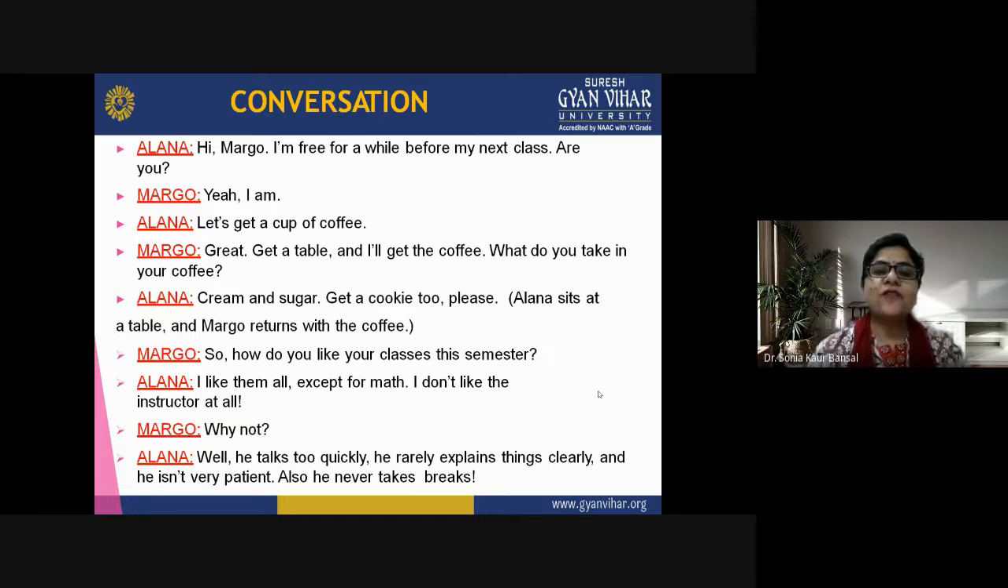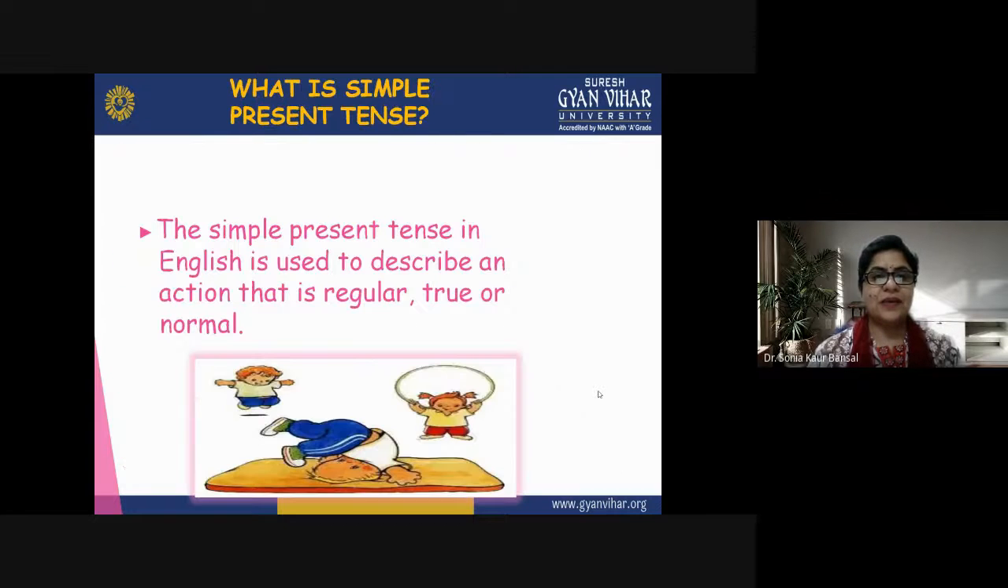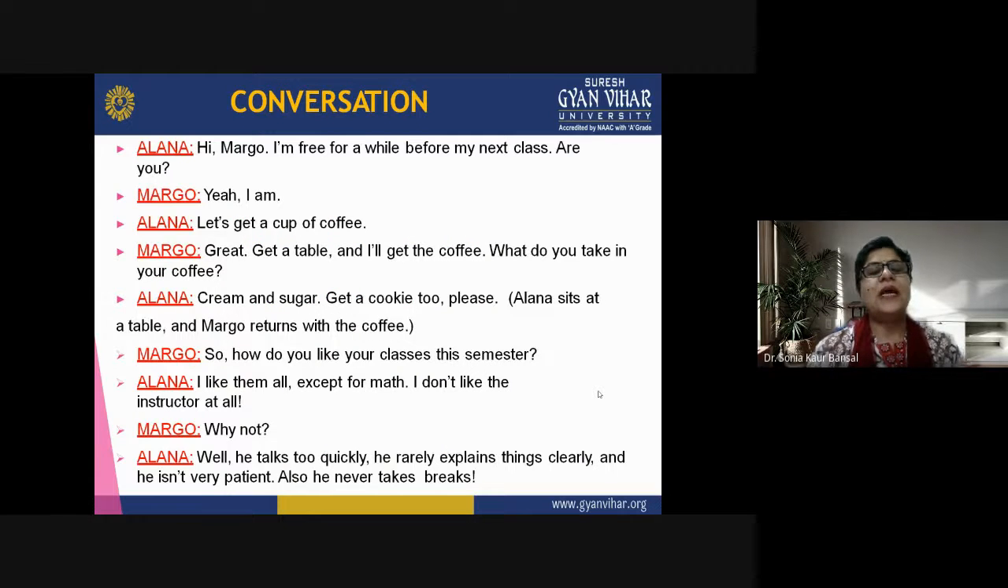So this is how the conversation goes between Alana and Margot. They are talking in the present. Now, what is the simple present tense? I just told you through this conversation that they are talking about getting coffee, getting a table, getting cookies, and then talking about the instructor of the math subject and how he is behaving in the classroom. So you can see that there are verb forms with s or es added, and they are telling you about the simple present tense. This conversation is happening in the present, and the action is happening in the present.